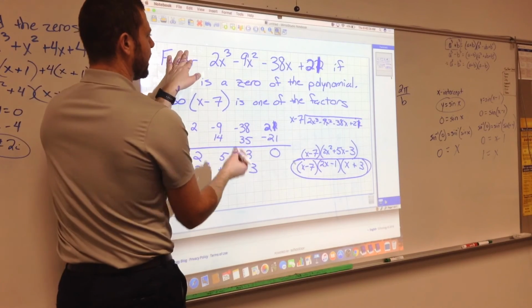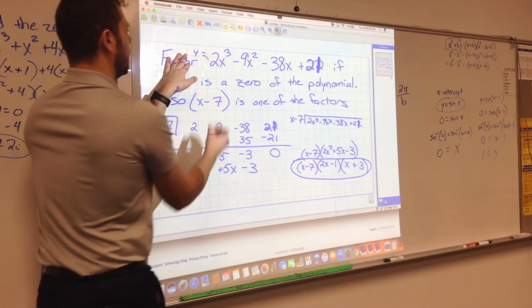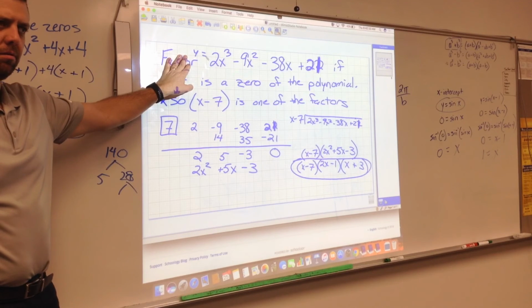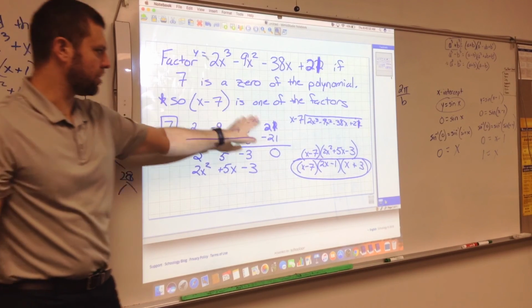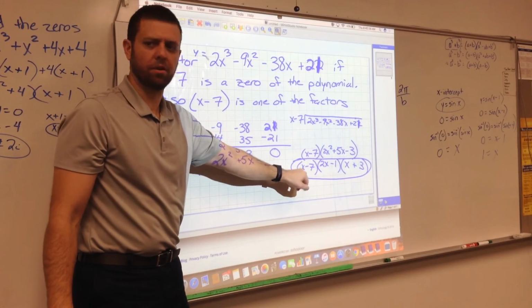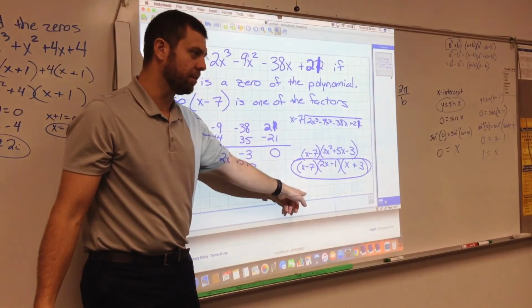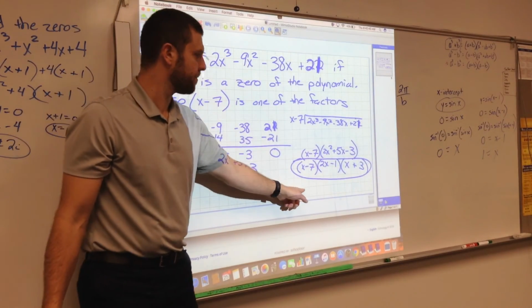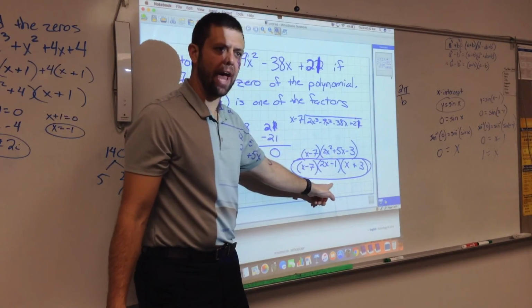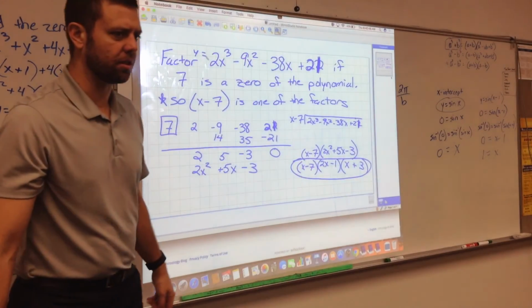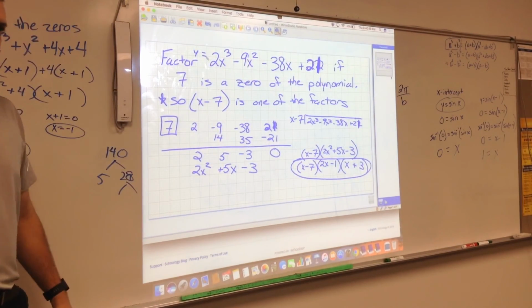What if the directions changed and said, find all the zeros? Just means you have one more step, right? What do you do with every factor? Set them equal to 0, and you'd get 7 is a 0, which we knew already, positive 1/2 is a 0, and negative 3 is a 0. Okay?